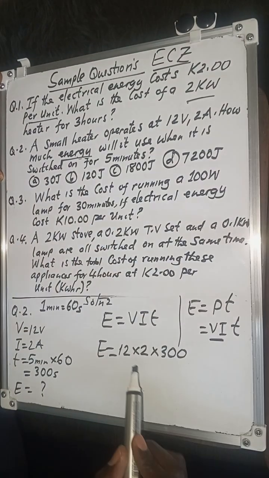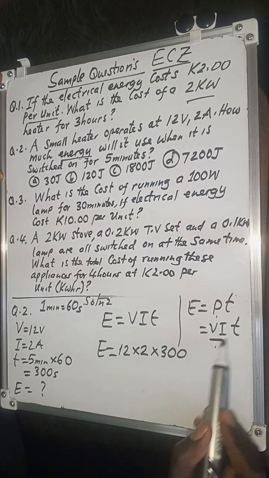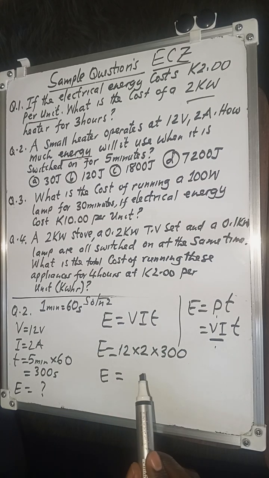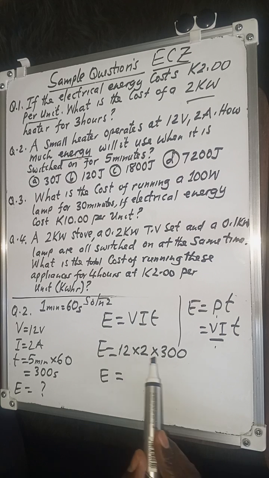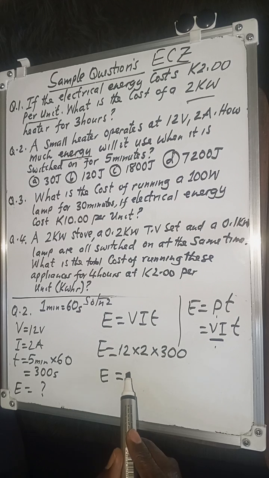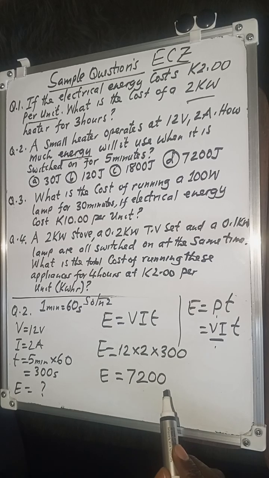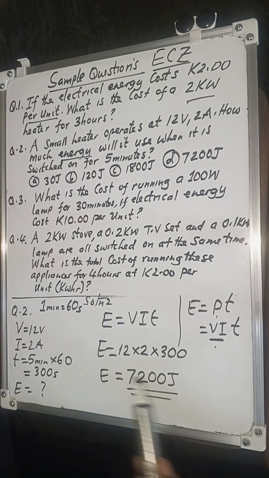Your options are in joules, so your power is supposed to be in watts and your time in seconds. So electrical energy, if you multiply all this using your calculator, 12 times 2 is 24, 24 times 300 will give us 7,200 joules. Remember, this question was not asking us to find the cost, but simply to find the energy that was used. So this is the energy that was used for operating the heater. That's the way you can go about it.